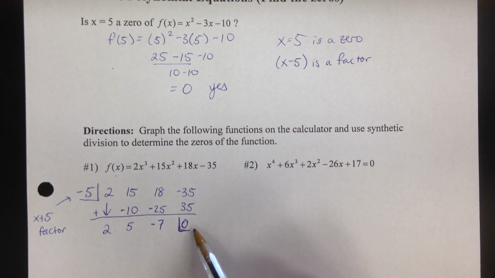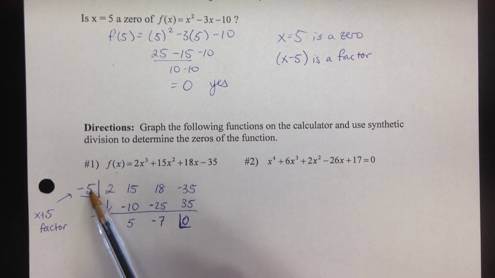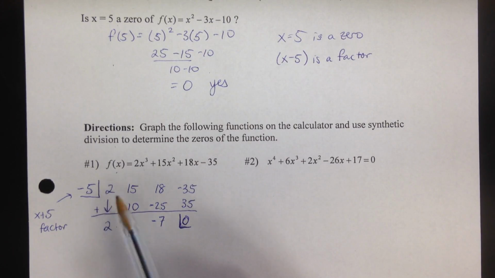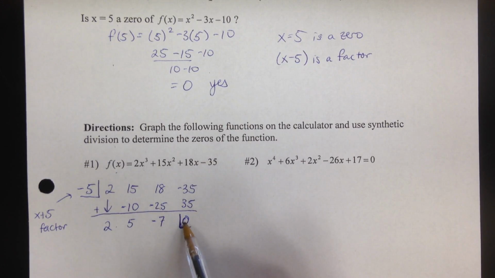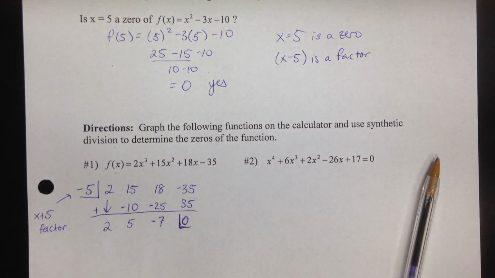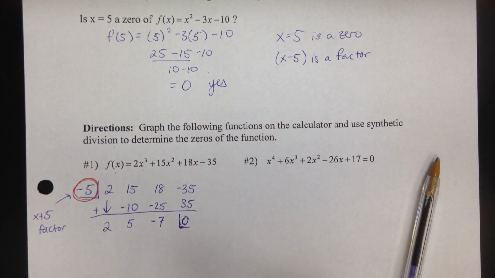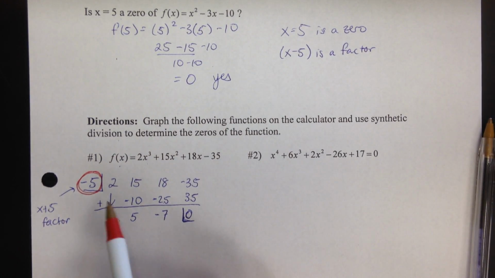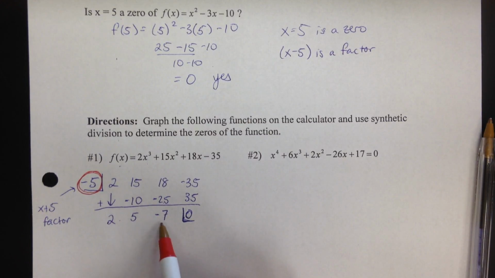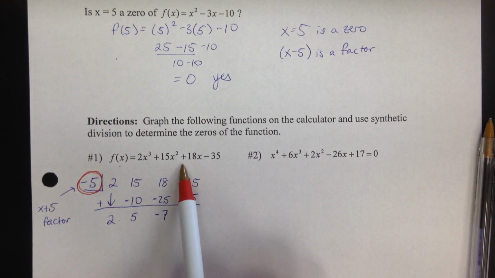Now, we were expecting this because if this is a solution, then when you evaluate it, you should get 0 at the end. Now, the reason we did this, okay, yes, negative 5 is a solution. I'm going to keep that. We did this so we could break down and find the other polynomial that we can multiply by x plus 5 to give us this.